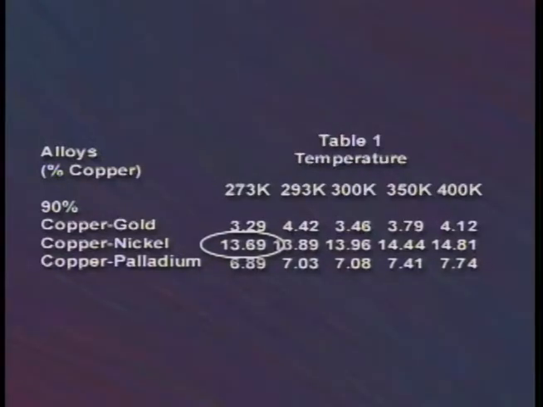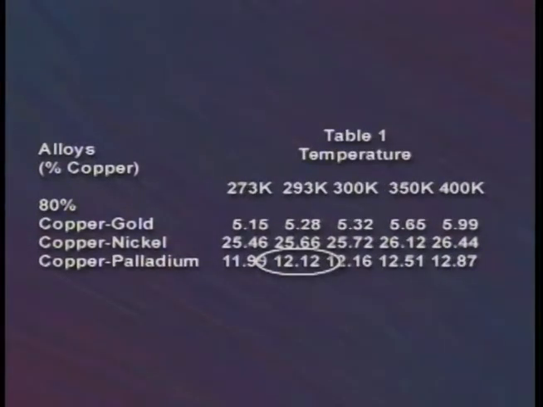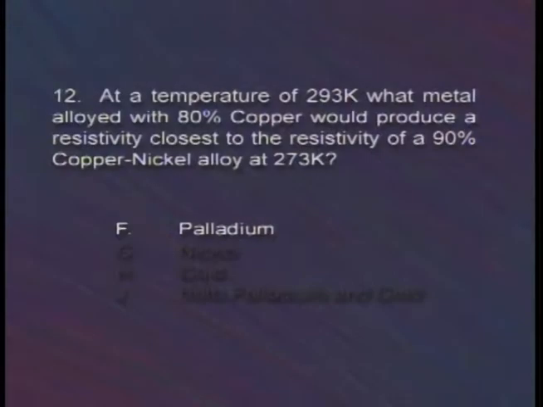Now let's focus on the 293 degrees Kelvin temperature column and the 80% copper alloys. Which of these three values is closest to the value of 13.69? It appears that only the copper-palladium alloy, which has a value of 12.12, is close to 13.69. Thus, the correct answer is F.